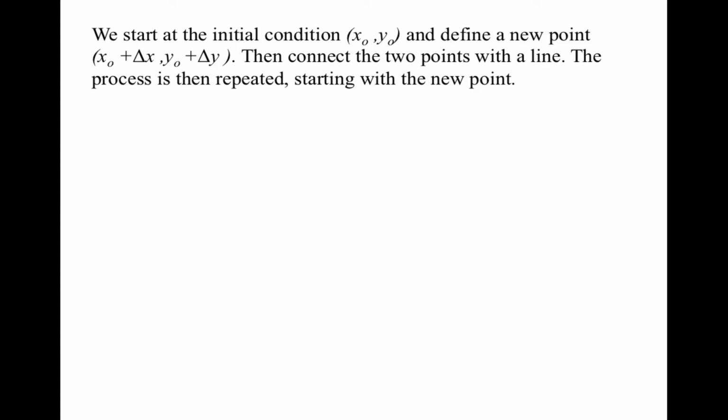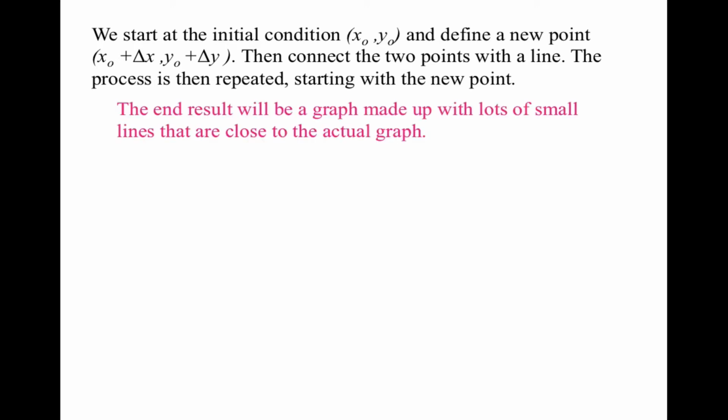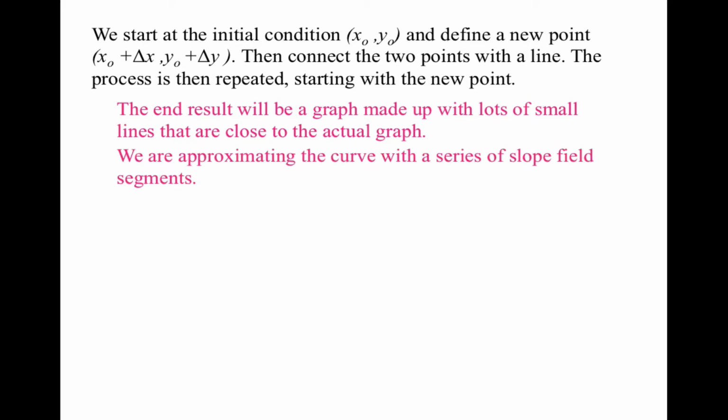What that means is we're going to start at the initial condition. We're going to call that (x naught, y naught), and define a new point, which is going to be (x naught plus your change of x, y naught plus your change of y). Then we're going to connect the two points with a line. The process is then repeated, starting with the new point. The end result will be a graph made up of lots of small lines that are close to the actual graph. And we are approximating the curve with a series of slope field segments.